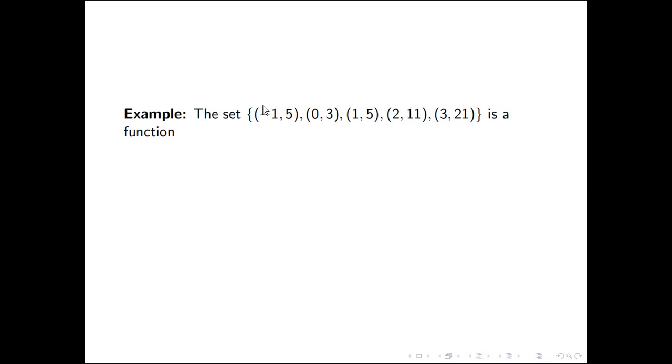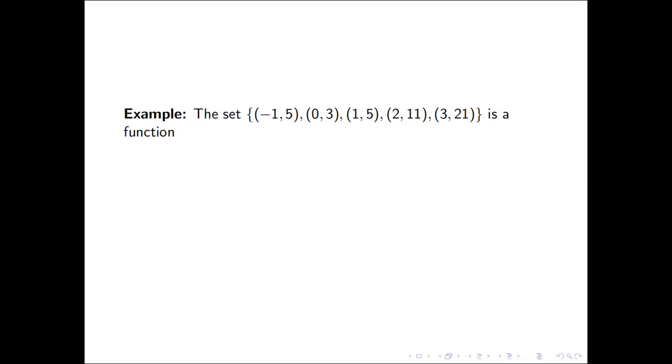First coordinates paired to second coordinates, or X coordinates to Y coordinates. So, for example, this one pairs negative 1 to 5, 0 to 3, pairs 1 to 5, matches 2 to 11, associates 3 to 21. So, it's a pairing. And it's a function. Why? Because it satisfies the condition. Notice that no X element or X coordinate has more than one Y coordinate. So it is a function.